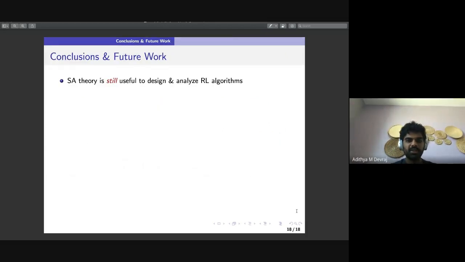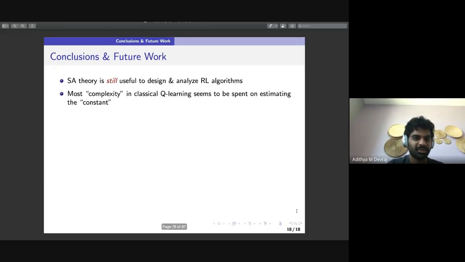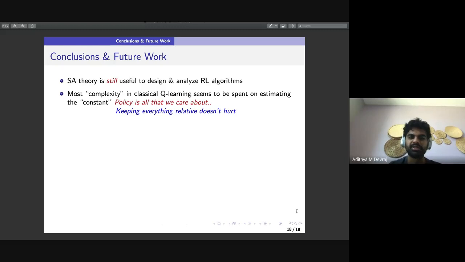So in conclusion, stochastic approximation is still useful to design and analyze reinforcement learning algorithms, even though a lot of people think it's obsolete. But it seems that most of the complexity in classical Q-learning is spent on estimating this constant in the Q function, which you may not really care about, because ultimately you may be interested in just the policy, and keeping everything relative doesn't really hurt us if you're interested in just getting the optimal policy.